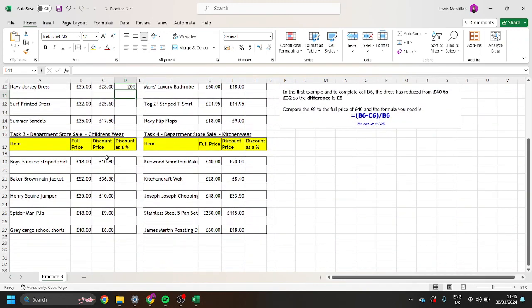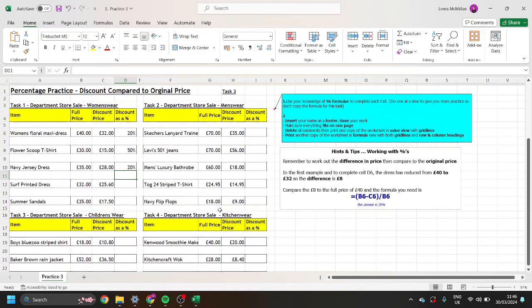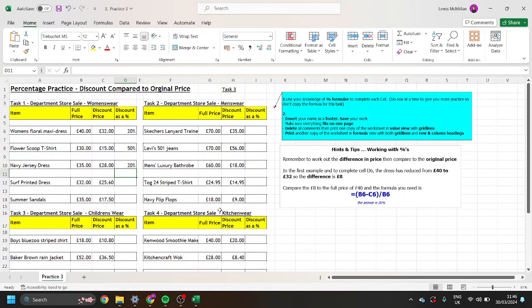Now this task just repeats the same practice over and over, so I'm not going to do that. I'm going to let you have a go, and any questions, just let me know.